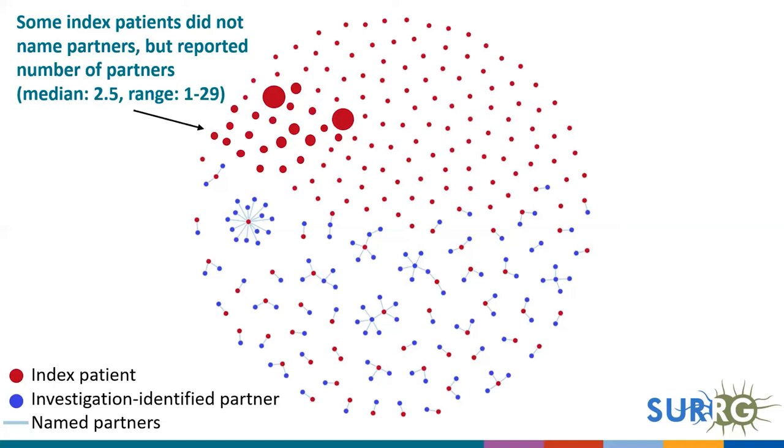Now, we don't know where these unnamed partners would fall in this network map. They might be nodes that we already see on the map, or they might be new nodes. We also don't know if these unnamed partners link to other partners. But the unnamed partners are still useful because they can give us an idea of the potential bounds of missingness.